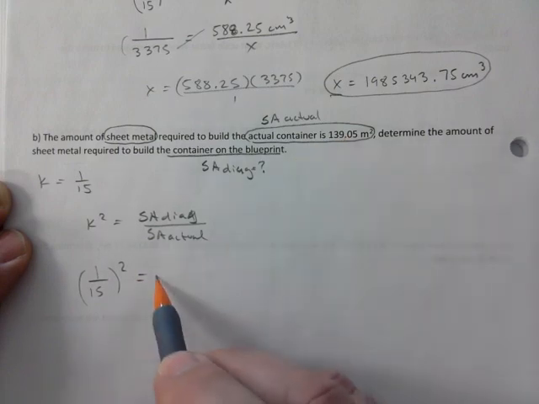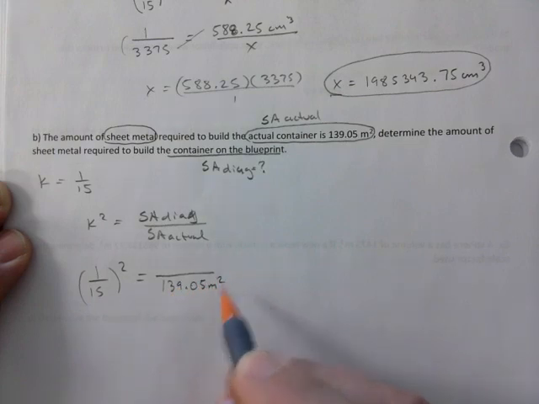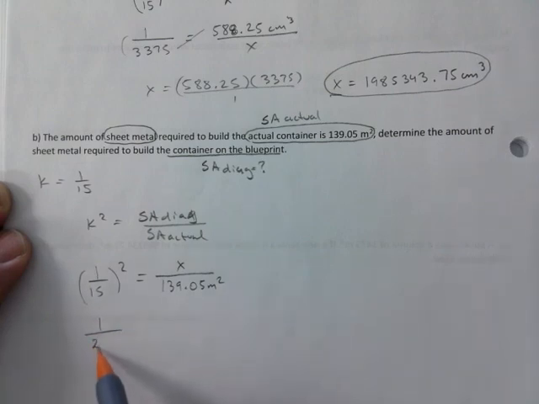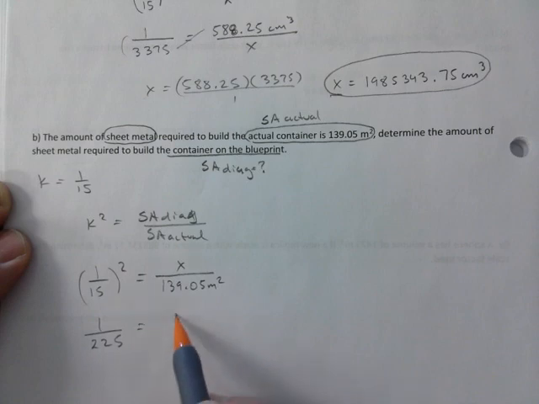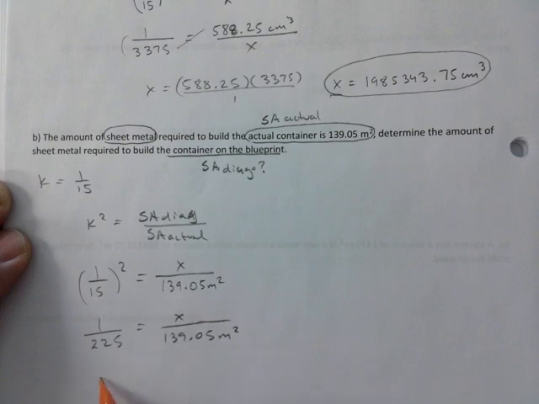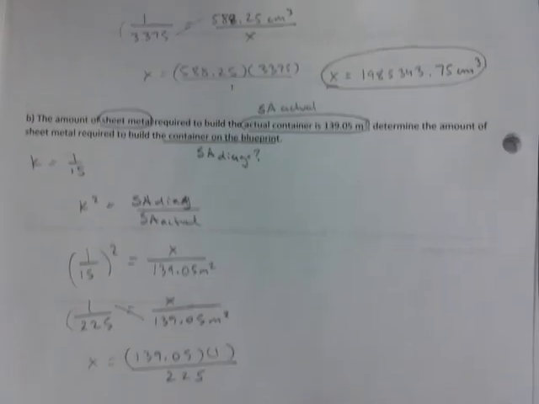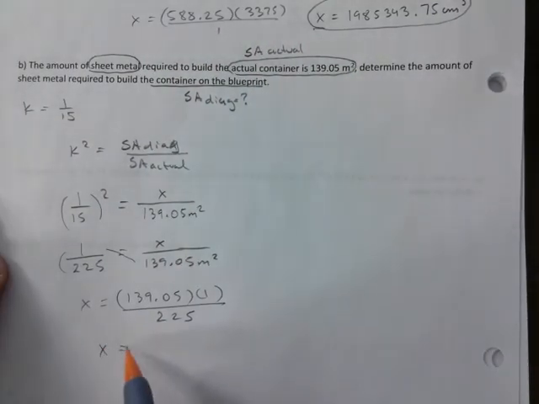I'm given the actual surface area in squared meters. So this is my unknown here. So it's 1 over 225. You square both of them. That's x over 139.05. Make sure you show your work. Don't be too lazy to include the extra steps, okay? So that's 139.05 times 1 divided by 225. You can't see that, can you? Divided by 225, and so that gives you 0.618 squared meters.